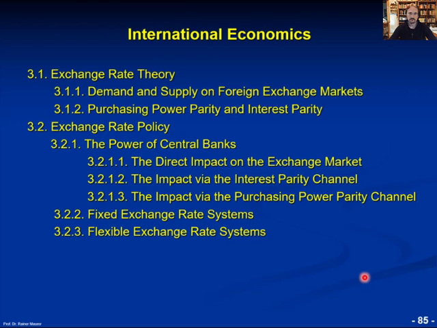Hello everybody. This is lesson 20 of the lecture International Economics. I will discuss slides 86 to 98 of chapter 3 Currency Politics. In this lesson I will explain various possibilities private companies can use to protect themselves against exchange rate risk.